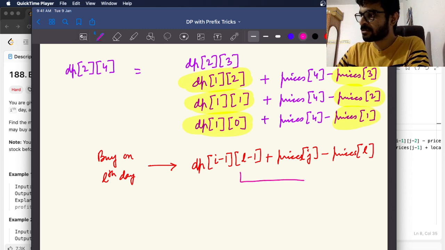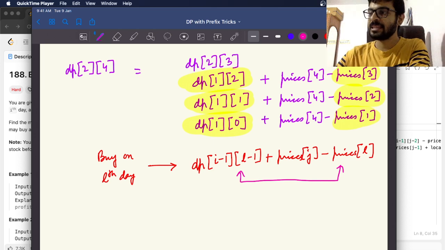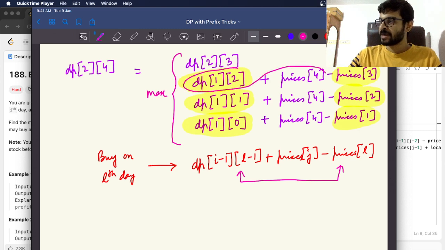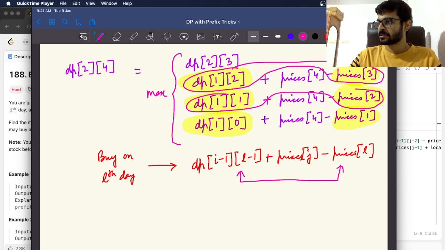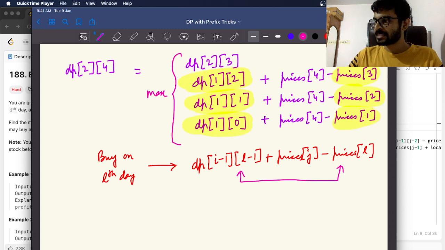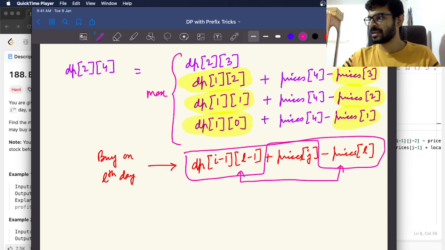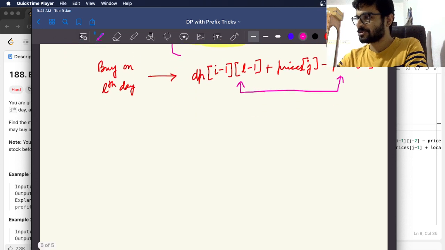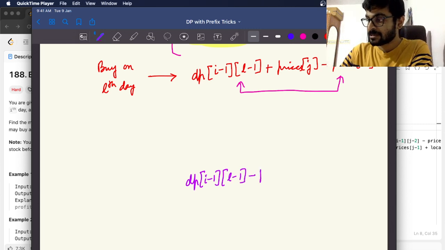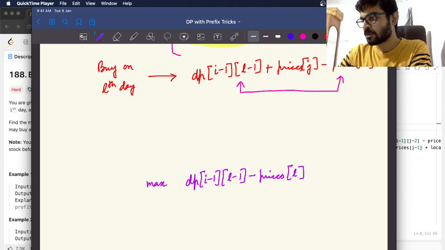So these two are functions of L, and what I need is basically the maximum. I need the maximum of these four possibilities. So among these yellow parts, this part minus this part, this part minus this part, these are the only different parts. Prices of j is common. So these are the only three different parts, which means that this is my deciding factor: dp I minus 1, L minus 1, that is the maximum profit before that, minus the price of buying on that lth day. You need to find out the maximum out of all possible L.